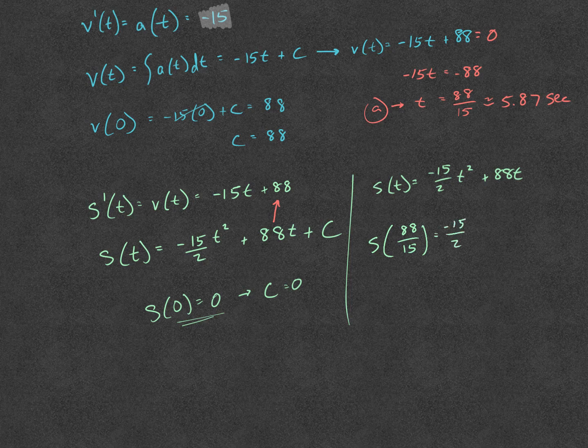Negative 15 halves times that fraction squared plus 88 times that fraction. If you use the 5.87, that's okay also. And then punch it into your calculator. And what are we going to get? This is approximately, oops, I should use my approximately equal to sign, 258.13 feet. So the car takes almost 6 seconds to stop from traveling 60 miles per hour, and over that length of time, it travels 258 feet.